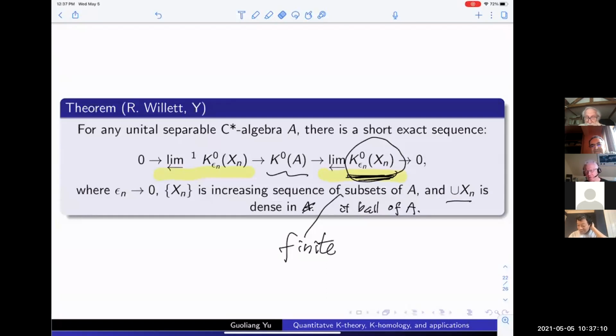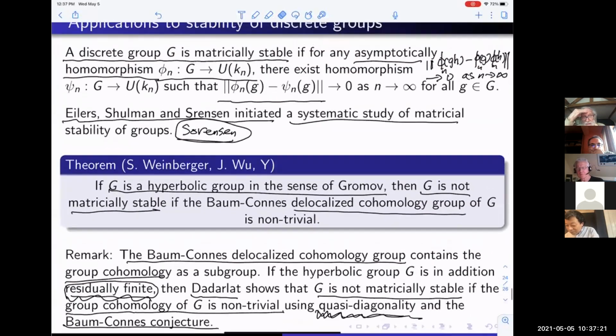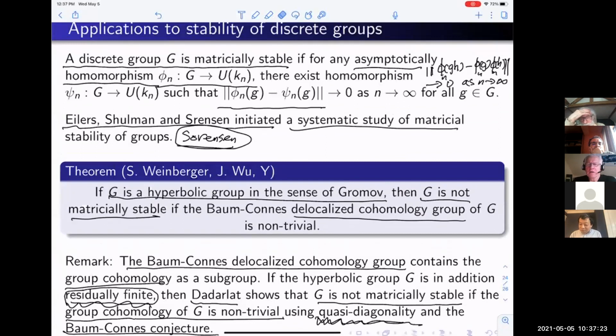And maybe just one more question about this matricial stability, your last slide. I don't have any intuition about what this condition means. Is this in some sense a wild condition, or somehow tame?